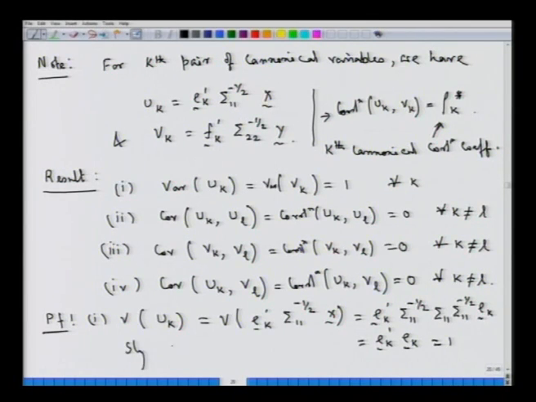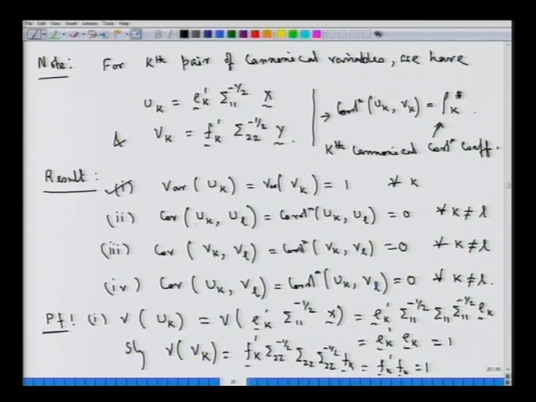Similarly, exactly in the same way we can prove the variance of this V_k for every k. Now, what is going to happen when we are looking at the variance of V_k? It is going to be the variance of this particular term. We are going to have f_k' Σ22^(-1/2) times the covariance matrix of y, which is Σ22, times Σ22^(-1/2) times f_k, and that is once again equal to f_k' f_k, that is equal to 1.